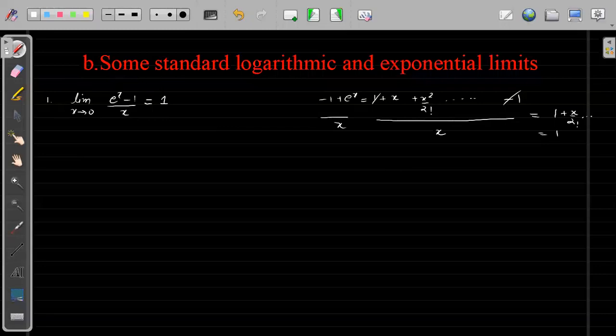So this is the standard form. Where x tends to 0, (e to the power x minus 1) upon x is equal to 1. This is the first standard form, and the derivation we already know.